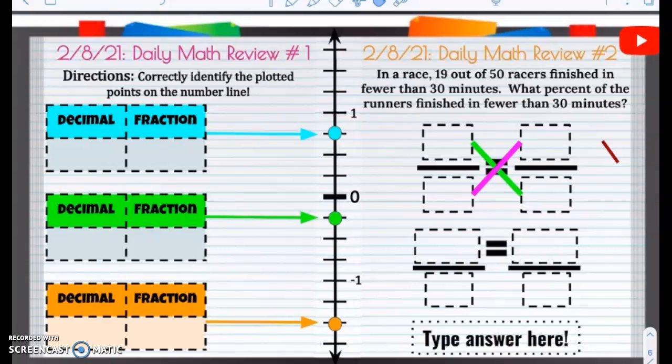Our daily math review. All right, so number one, the first one on the left-hand side, we're going to correctly identify the plotted points on the number line. First of all, I see our number line. We have 0 here, and then some tick marks, and then we go up to 1. It's split up into 4 equal parts, so each of these is going to be 1/4.